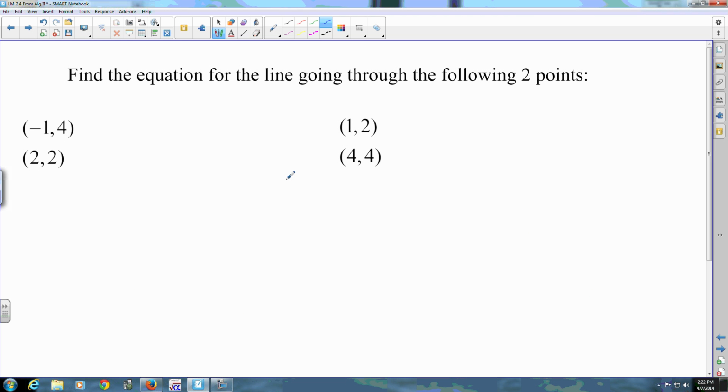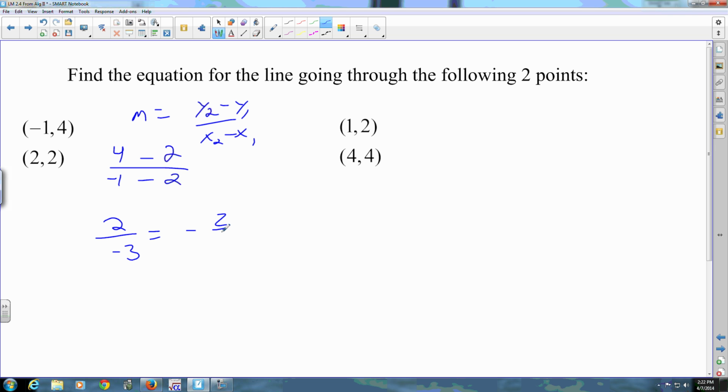All right. To get the equation of a line, you first got to find the slope. So the first thing you got to do is find the slope. Put in the y's on top: y sub 2 minus y sub 1 over x sub 2 minus x sub 1. There you go, 4, 2, negative 1, 2. So you have 2 over negative 3. So your slope is negative 2/3. Now, does it matter which point you pick? Nope. How about I do the bottom one first?